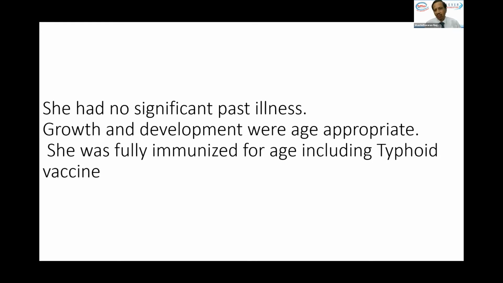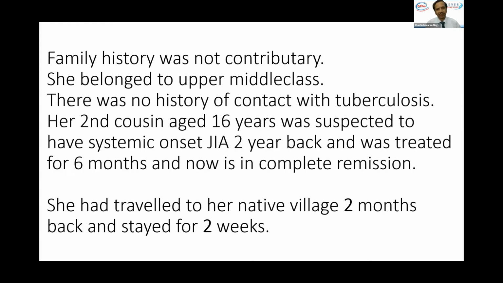The third question I would ask myself is whether this girl is stable or unstable, meaning whether her vital parameters are normal or abnormal. So the fact that she has tolerated fever for 12 days without significant problems means that this girl is a stable child. So that's the understanding. The family history was not contributory.